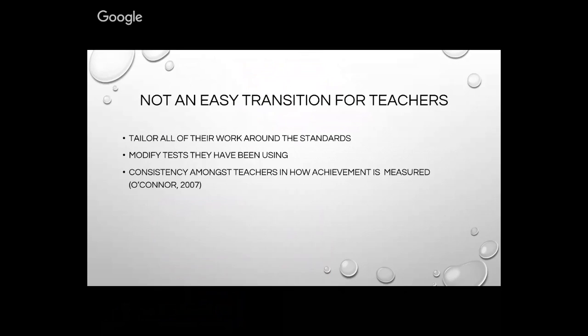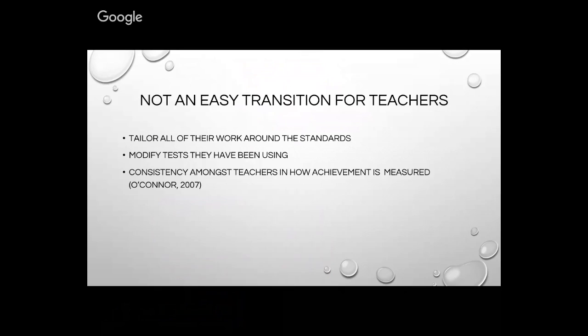So in order to make the transition, they have to tailor all of their work around the standards. They also have to modify their tests that they have been using. And another thing they have to do is come up with some consistency amongst their fellow teachers in how achievement is measured.